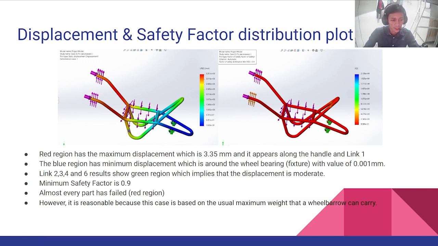As we know, the center of gravity is near the handle along the handlebar and link 1. Therefore, it is very reasonable why this part has the maximum displacement. For the safety factor, we can observe that all the frame is in the red region because we use the maximum usual weight that the wheelbarrow can carry. Therefore, all the frame will fail and yield, as the minimum safety factor is 0.9.